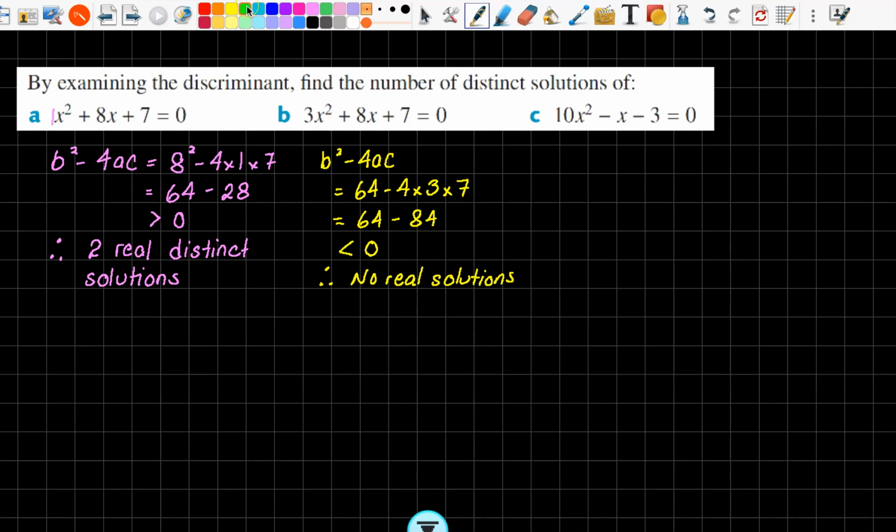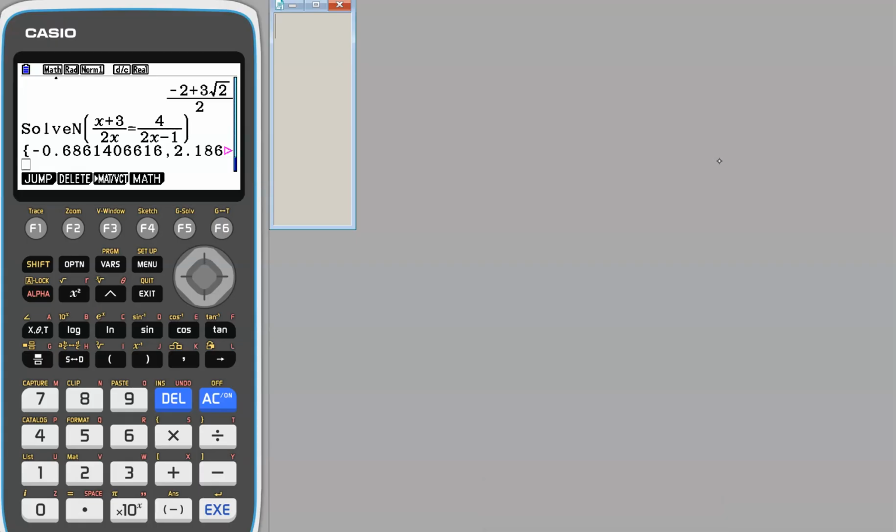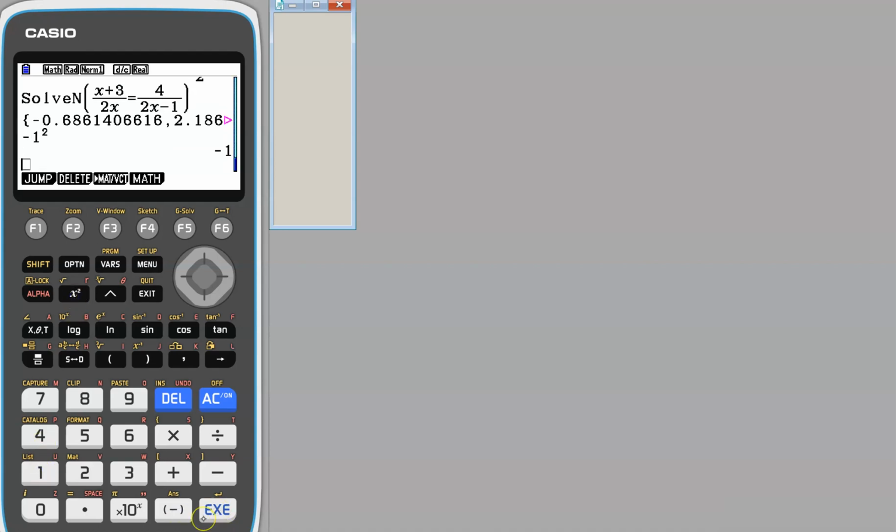And last but not least, b squared minus 4ac is going to equal minus 1 squared. Now, just a little bit of a warning. If you use your calculator incorrectly, your calculator could tell you that minus 1 squared is minus 1. So incorrect use of the calculator is to say minus 1 squared, and that gives you minus 1, which is wrong. You have to make sure you pop it in brackets.